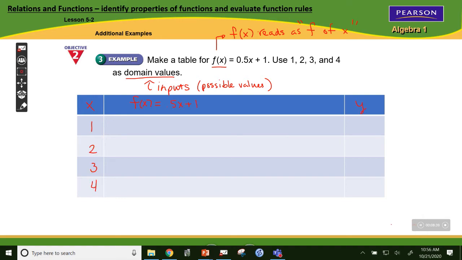So I've begun to populate my chart. Going down the first column on the left, I've got the x values, 1, 2, 3, 4. In the middle, I'm going to show what the function equals: f of x equals 0.5x plus 1. And all the way on the right, I'm going to write the y values.